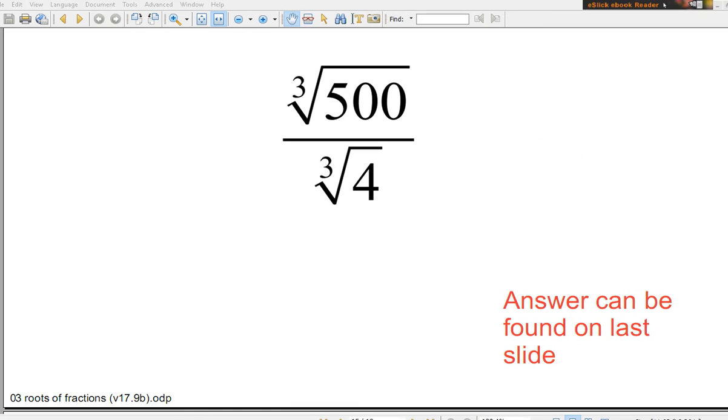I don't know the cube root of 500, and I don't know the cube root of 4, but I think I can simplify that down. Can I do 500 divided by 4? 500 divided by 4 is, ready, 125. So what I'm really doing is the cube root of 125, which equals 5. So I did 500 divided by 4, and that's where I got my 125 from.